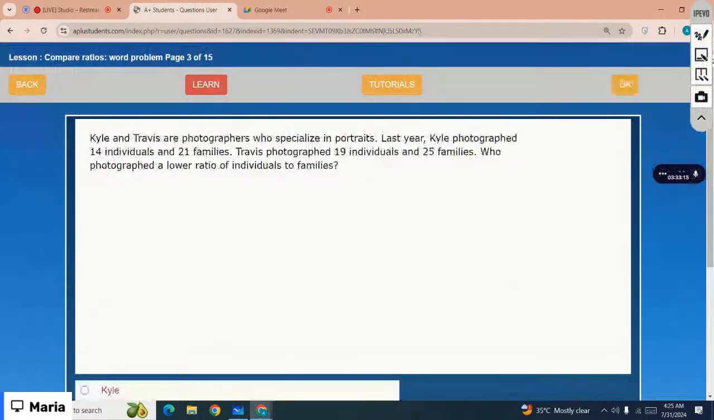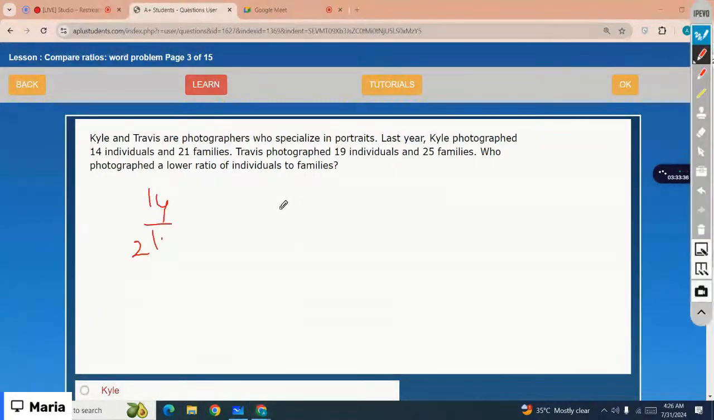Okay, Callie and Travis are photographers who specialize in portraits. Last year, Callie photographed 14 individuals and 21 families. Travis photographed 19 individuals and 25 families. Who has a lower ratio of individuals to families? Let's just divide them and see.